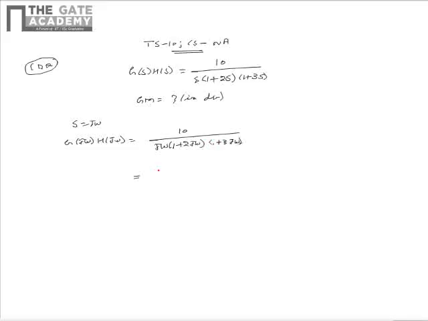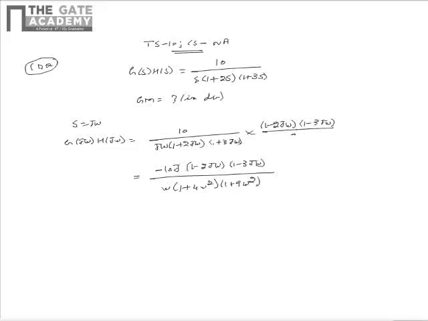That is equal to minus 10j multiplied by (1 minus 2j omega) multiplied by (1 minus 3j omega) divided by omega multiplied by (1 plus 4 omega square) multiplied by (1 plus 9 omega square). This is upon multiplying both numerator and denominator with (1 minus 2j omega) and (1 minus 3j omega).